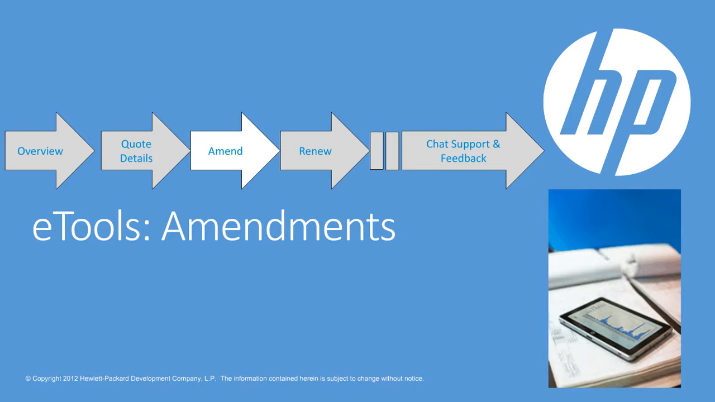Welcome back to the eTool series. You have already been able to see the overview of the tool and get an idea of how to look at the quote details. So now we will take a look at how the user will be able to amend a quote or contract.